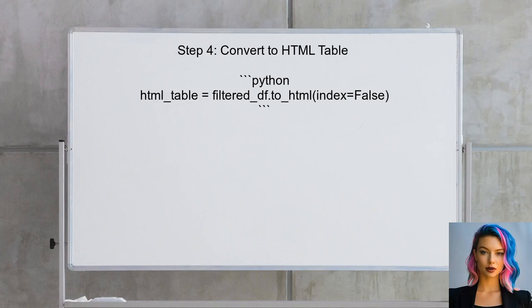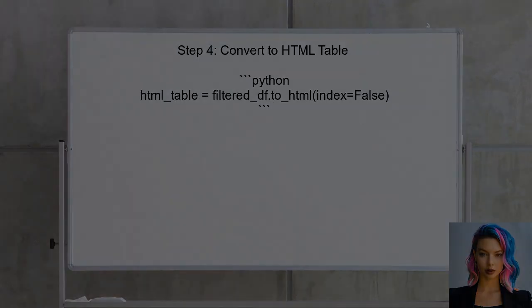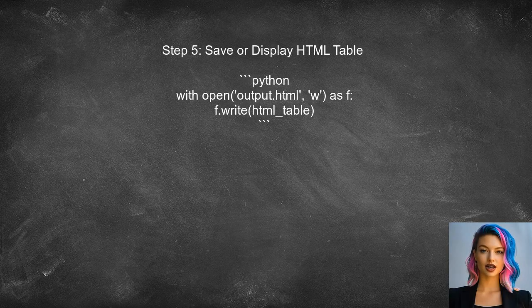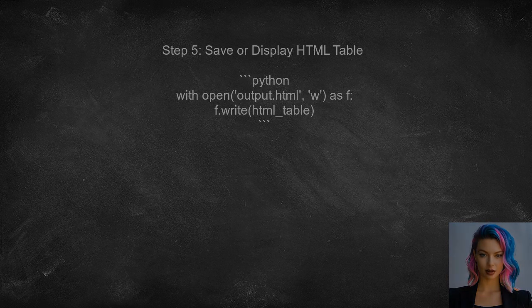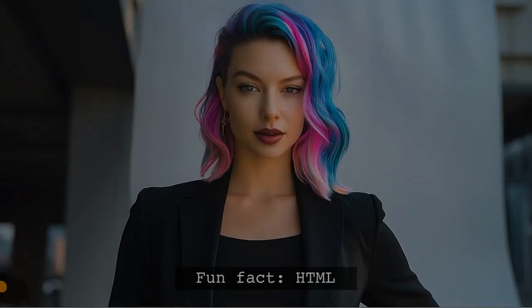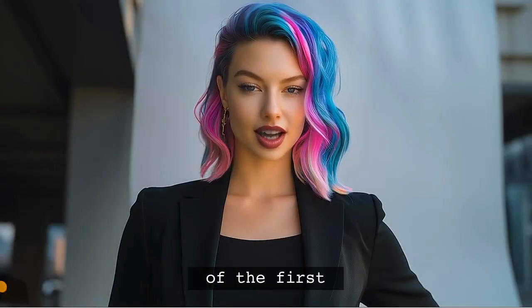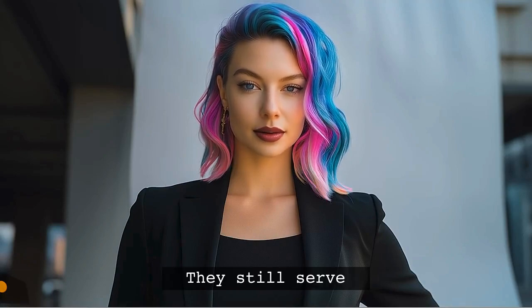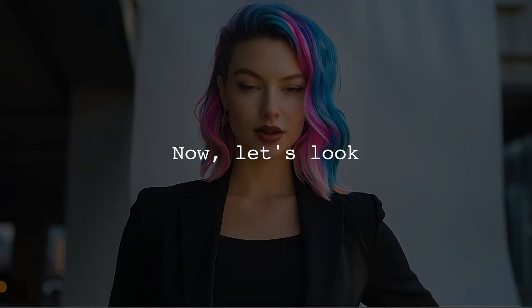After filtering, the user can convert the data frame to an HTML table. This can be done using the to_html method provided by pandas. Finally, the user can save the HTML table to a file or display it in a web application. This step will allow others to view the data in a structured format. Fun fact, did you know that HTML tables were one of the first ways to display data on the web? They may seem old-fashioned now, but they still serve a purpose.